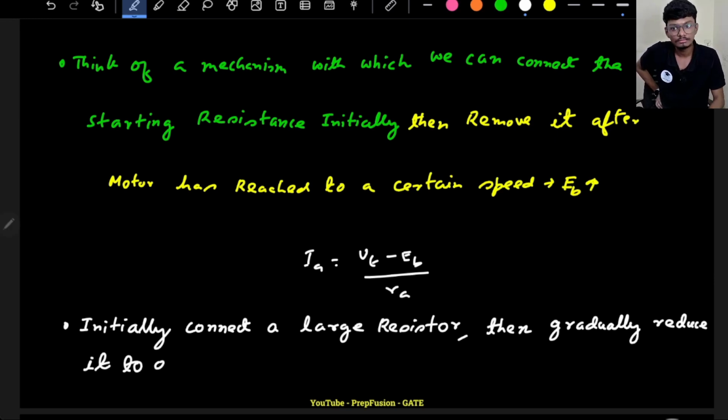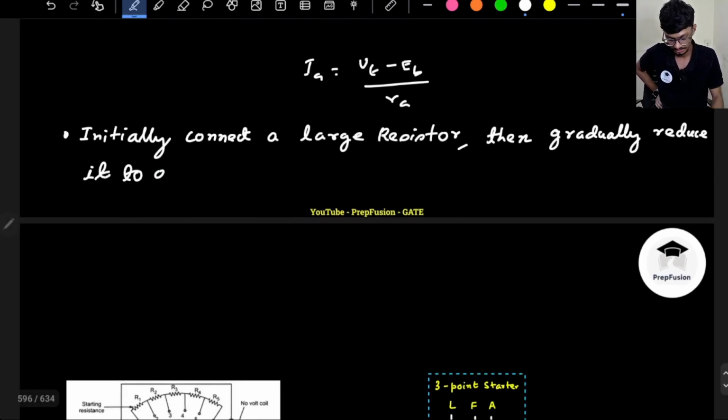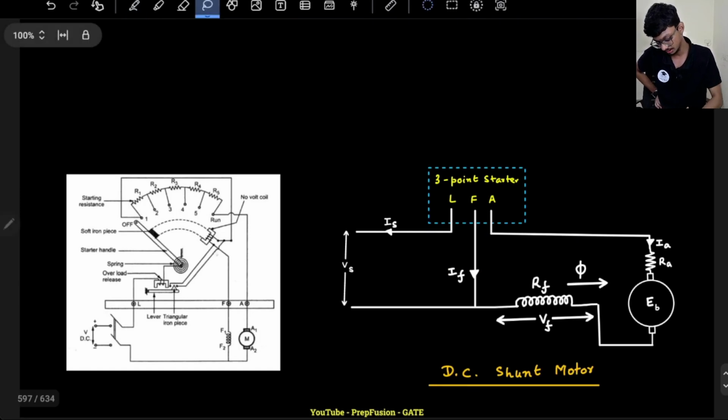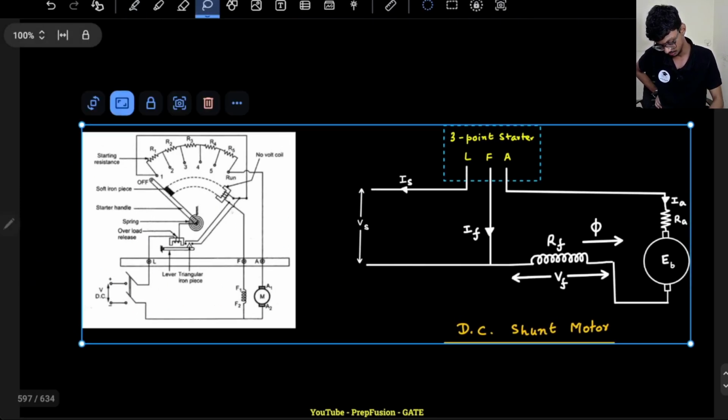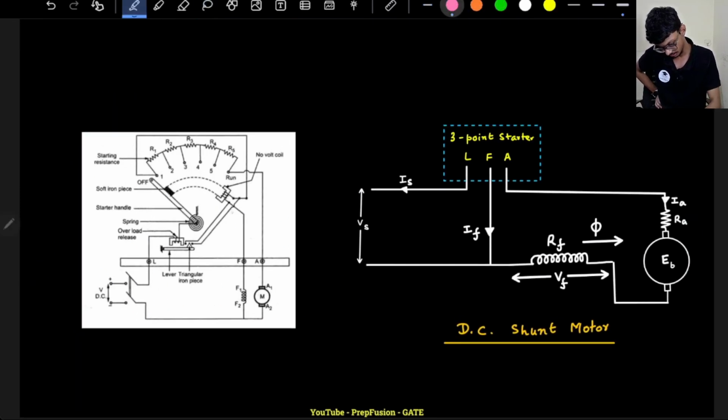So there are a few kinds of starter that we will discuss. This is the first kind of starter, that is the 3-point starter. So this is a 3-point starter. So why the 3-point, why the name 3-point? Because it has 3 points. That's why the name 3-point starter.